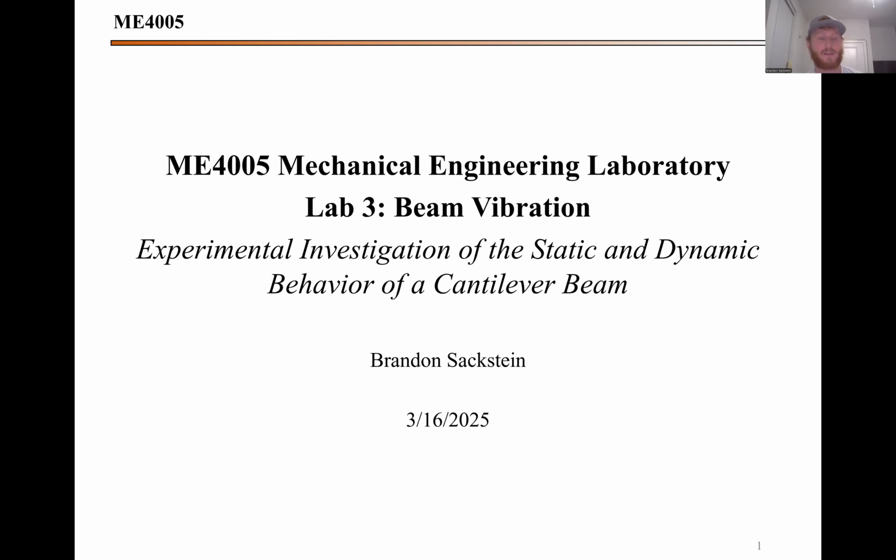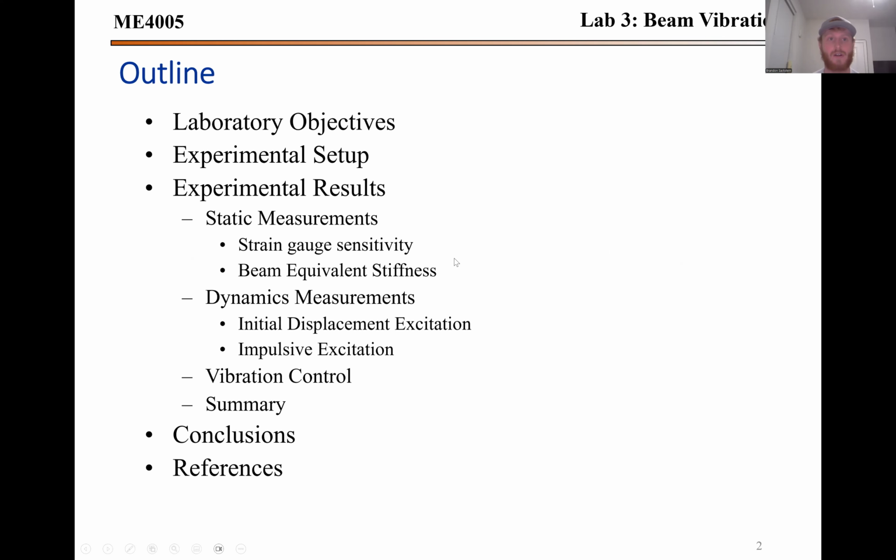Hello, my name is Brandon Sackstein, and I'm going to be talking about the experimental investigation of the static and dynamic behavior of a cantilevered beam. So this is the outline that I'm going to be going through today.